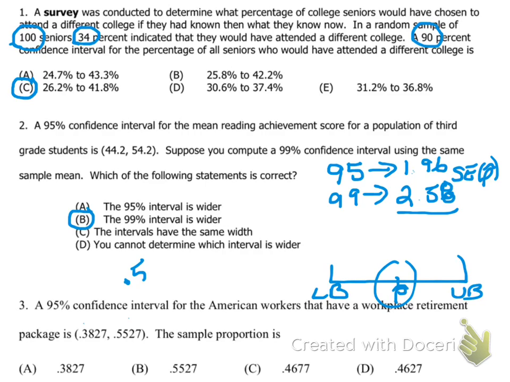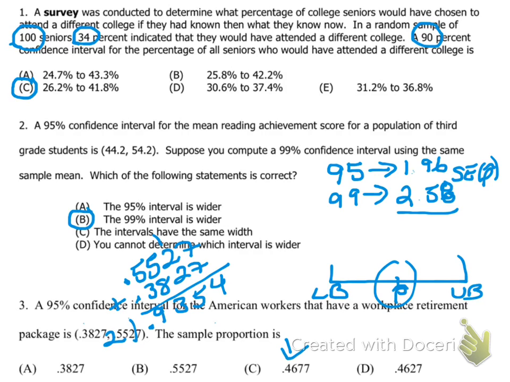So 0.5527 plus 0.3827 is 0.9354. Okay, now I divide that by 2. So 0.9354 divided by 2, and I get 0.4677. All right, so that's the answer of C.